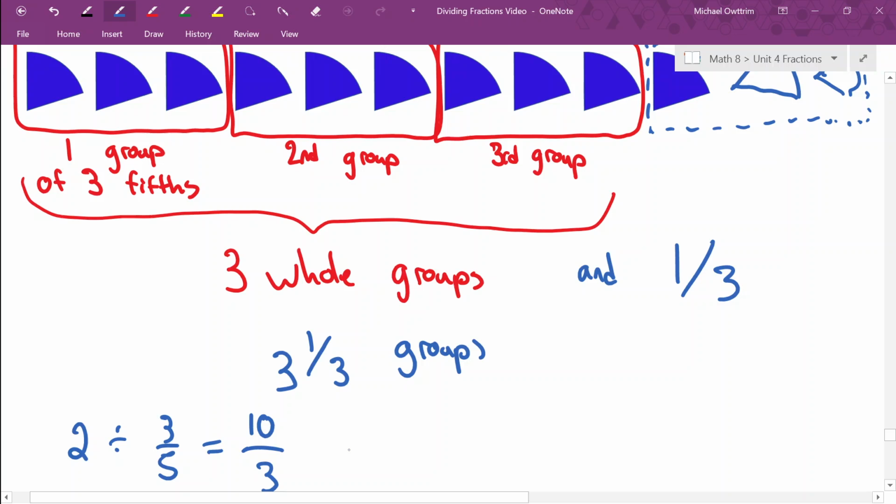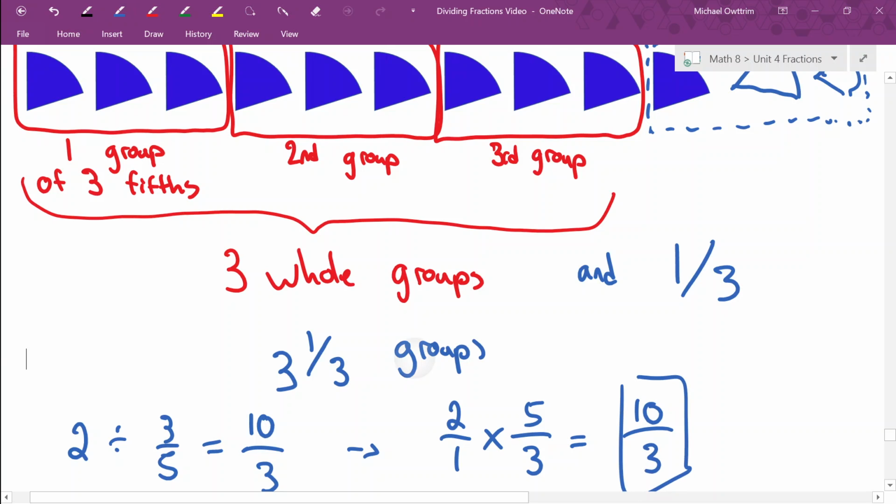Now, let's just double check that with our symbolic rules. We're going to write our 2 as 2 out of 1. We're going to change our division sign in the middle to multiply. We're going to flip the second fraction. 2 times 5 on the top is 10. 1 times 3 on the bottom is 3. Ta-da! Same answer in all those different ways.